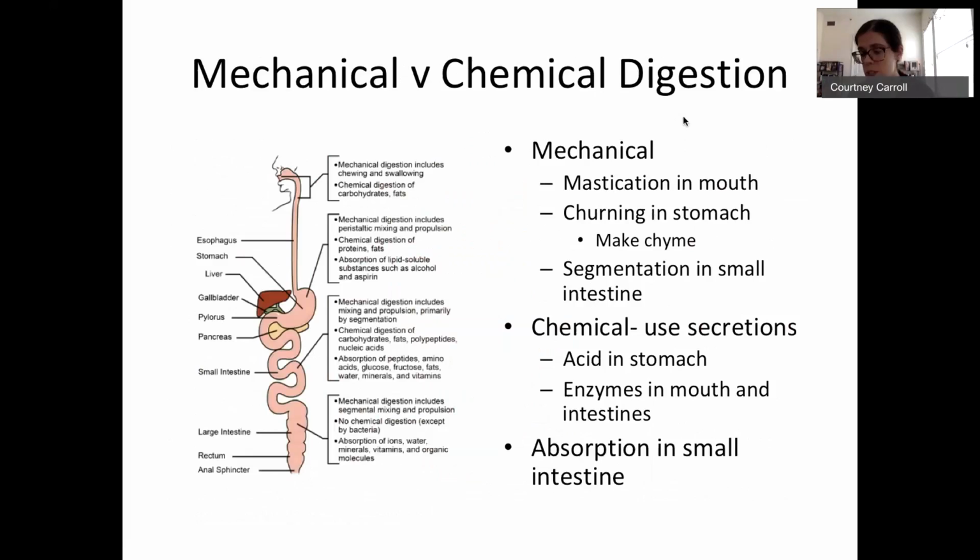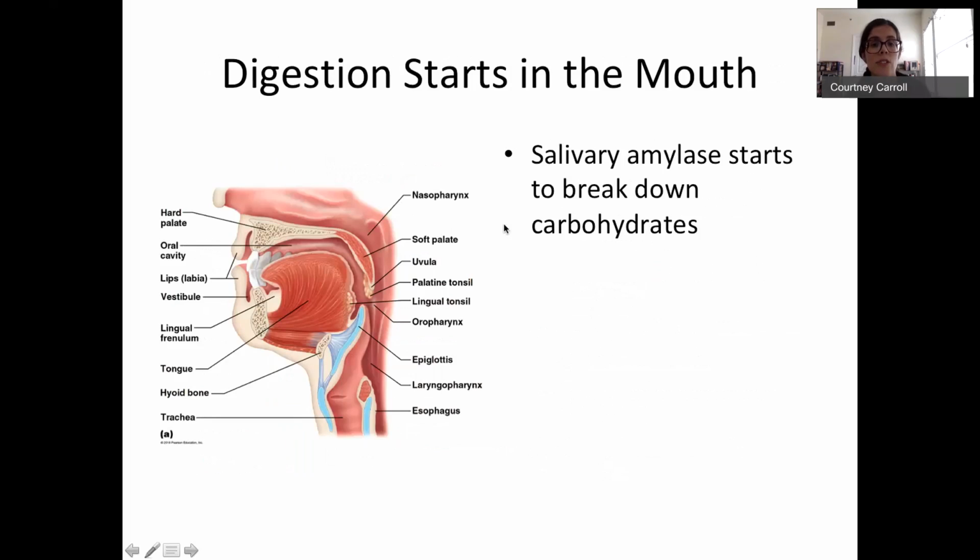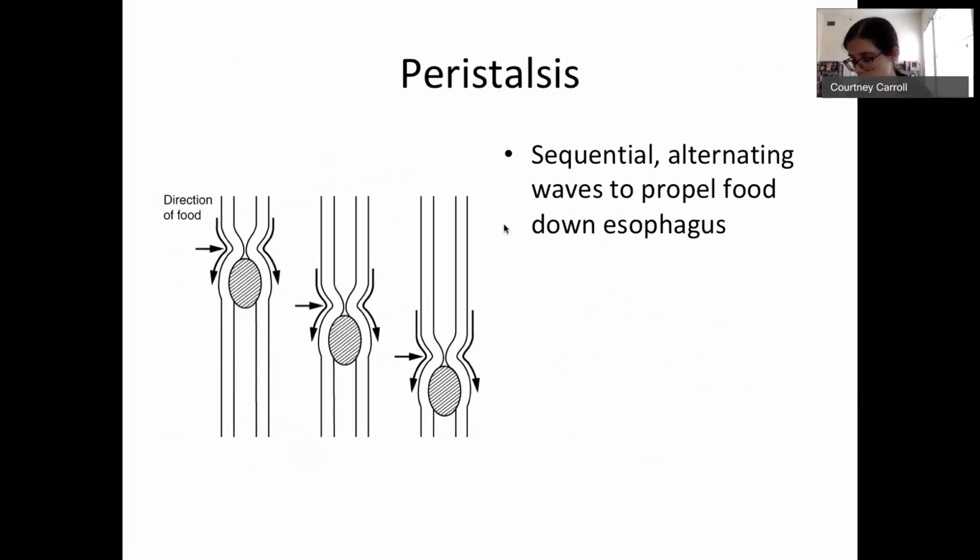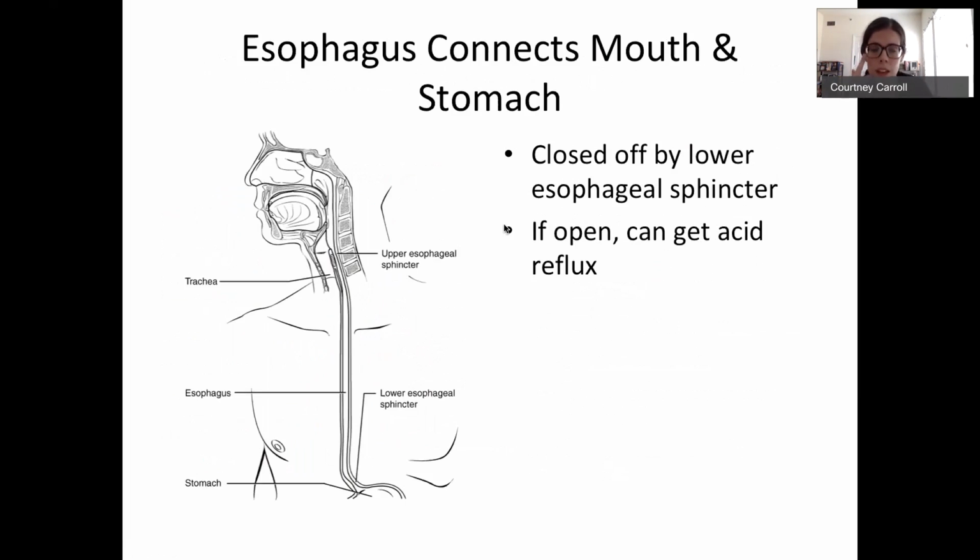Food is then going to be swallowed and it will move down our esophagus. So digestion again starts in the mouth, that's salivary amylase, and then it's going to move down the esophagus via waves of smooth muscle movement called peristalsis, which is a sequential alternating wave. And this is what pushes the food from your mouth to your stomach, even if you are standing upside down. The esophagus again is what connects the mouth to the stomach.